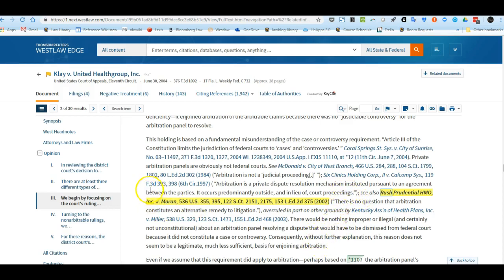So again, I like to show this language because this is a very good example of why you don't see a flag and say, oh, it's not good law, because they're saying it's overruled on other grounds. It still applies for the argument that we're discussing.